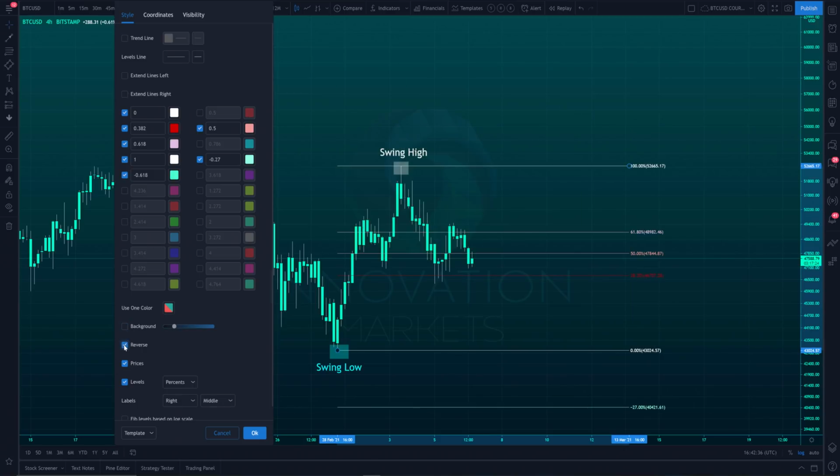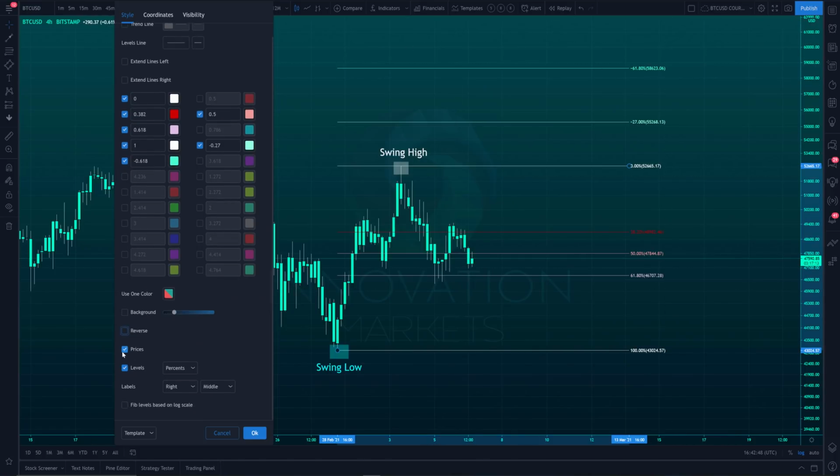You do not want reverse ticked. That's not what you want to be doing. You want to have it on the correct side. So depending on the direction you draw it, it will give you a potential projection. Prices and levels, I personally have mine exactly like this.